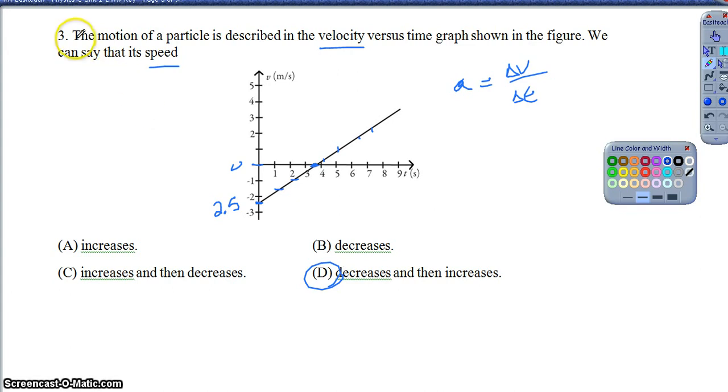So this goes back to what we learned way early last year. As the graph approaches the x-axis, the speed decreases if we're looking at a velocity versus time graph. And it is important that it's velocity versus time. Okay, anyway, good question to go back and revisit if you haven't seen it for a while.